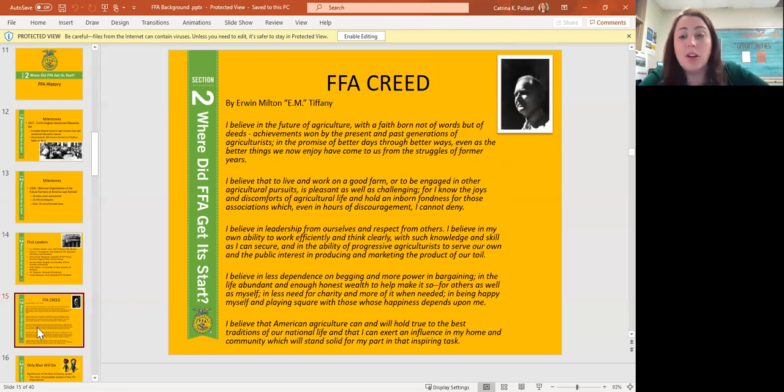All right, so we talked about the FFA Creed. It was written by Ian Tiffany. He was an ag teacher from Wisconsin. E.M. stood for Irwin Milton. I know Tiffany's like a girl name, but it is in fact a male because remember, prior to 1969, girls were not allowed in FFA.